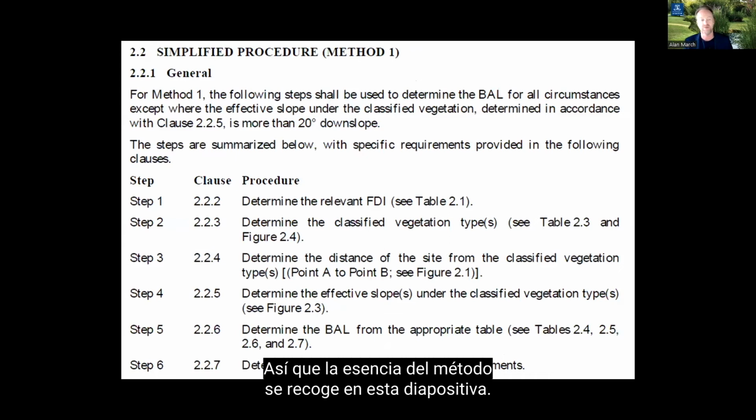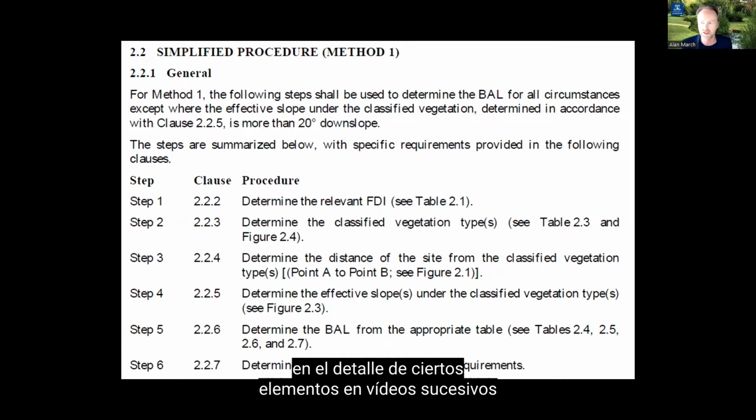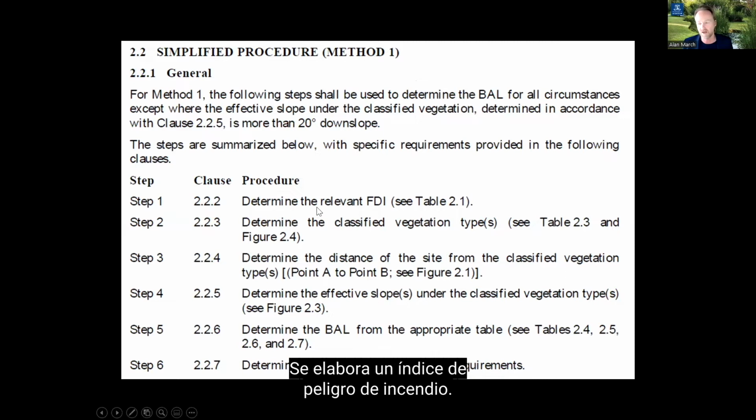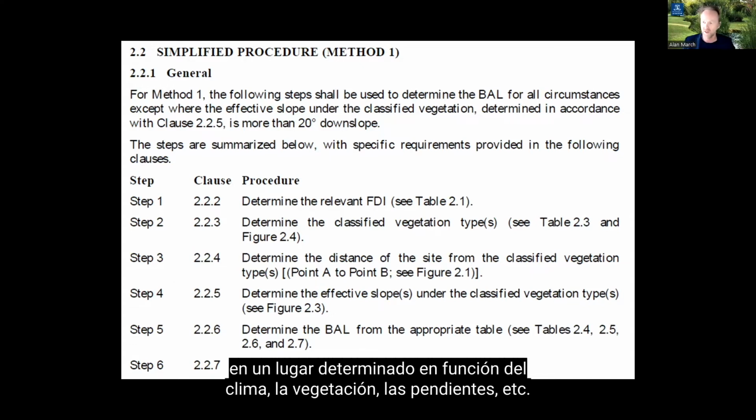So the essence of the method is captured on this slide, and I'll go through these fairly briefly with the assumption that we can fill in the detail of certain elements in successive videos by myself and indeed by others. So there are these 6 main steps. A fire danger index is worked out. That's essentially understanding the nature of the potentially worst fire, you could say, that could occur in a particular location according to weather, vegetation, slopes, and so forth.